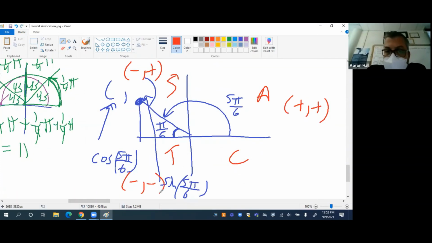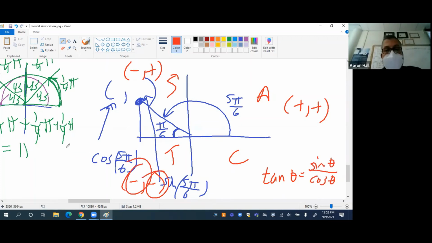How is tangent positive in the third quadrant if sine and cosine are both negative? Because a negative number divided by a negative number is positive. What is tangent of theta in terms of sine and cosine? It's sine of theta divided by cosine of theta. We have a negative divided by a negative, which is a positive. What does the C stand for? Cosine. Only cosine is positive in the fourth quadrant.